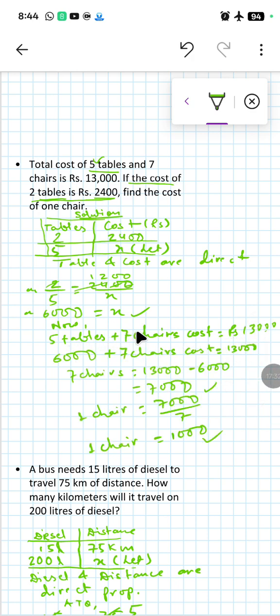So here we go. 5 tables and 7 chairs cost rupees 13,000. The 5 tables cost I have written over here, 6,000. By the equation rule, if it goes to the right side, it will be subtracted. From 13,000, 6,000 is subtracted, and the cost of 7 chairs will come out. That is 7,000. The cost of 1 chair will be less. That is, the 7 from the left will come to the right and divide it, and 1 chair costs rupees 1,000. So this is how it is done.